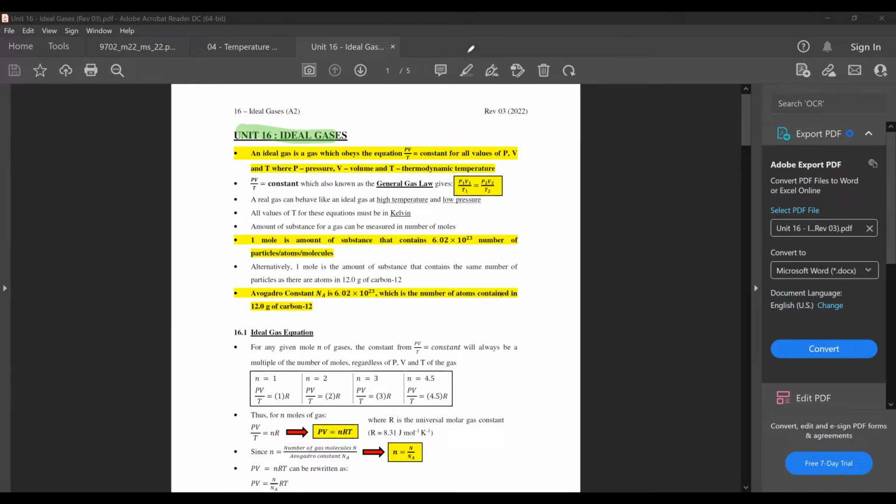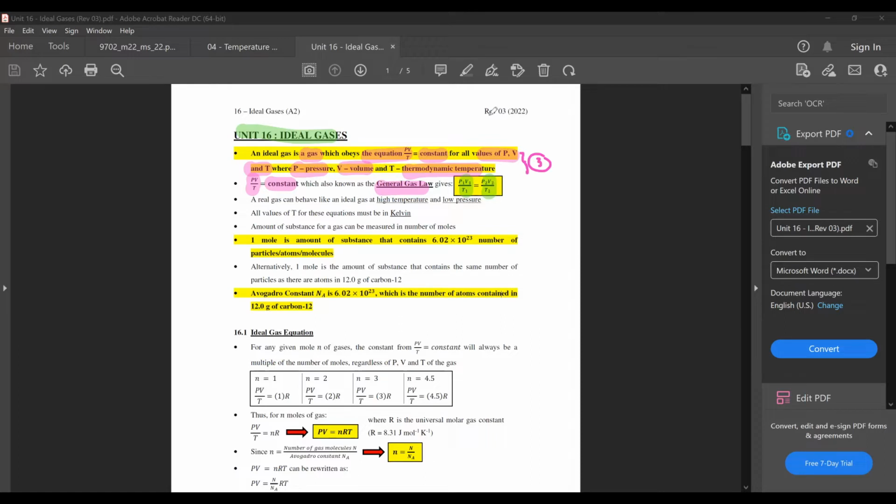So the full complete definition of an ideal gas is generally, it is a gas which obeys the equation PV over T equals to constant for all values of P, V, and T, where P is pressure, V is volume, and T is thermodynamic temperature. This one definition can be used for a 3-mark question. Okay, so this is the full definition of it. All right, so PV over T being a constant is known as the general gas law, which tends to give you P1 V1 over T1 is equals to P2 V2 over T2.